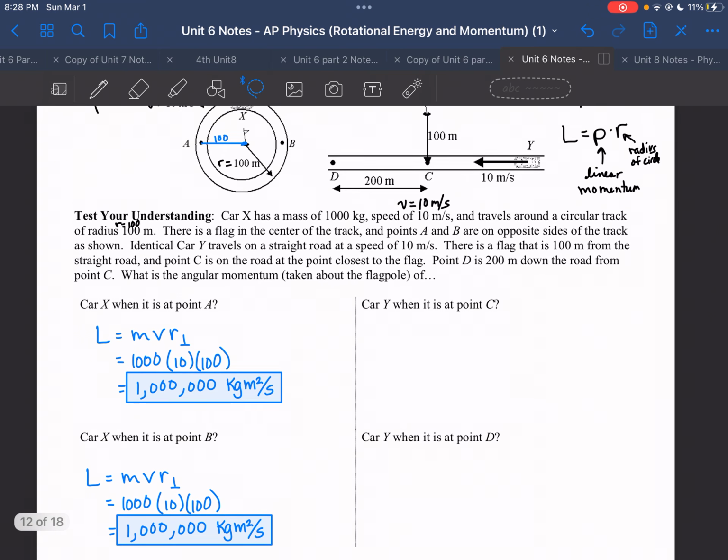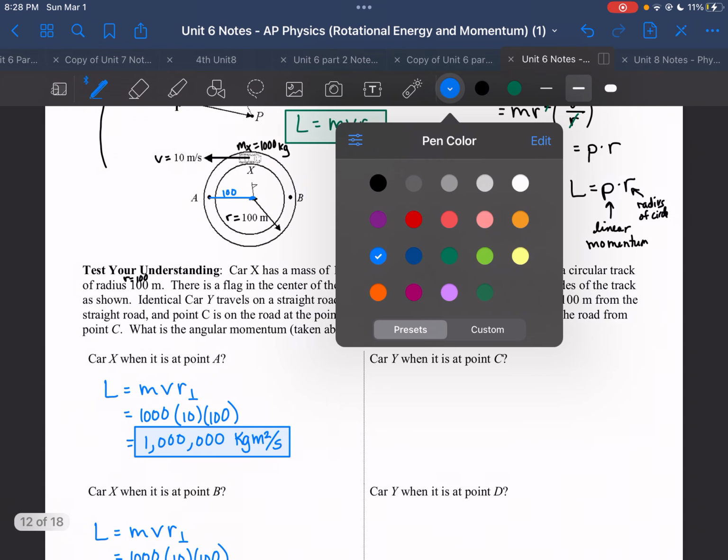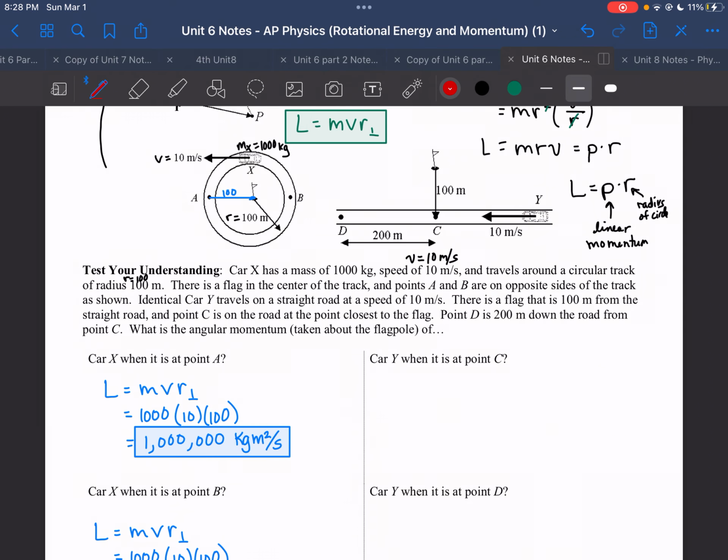All right, now we're going to switch over to car Y. So car Y travels on a straight road with a speed of 10 meters per second. We know that there is a flag that is 100 meters from the straight road, and point C is closest to the flag. So what that's just telling me is that this distance right here is perpendicular. That is the shortest path. Point D is 200 meters down the road from point C. So this distance right here is 200.